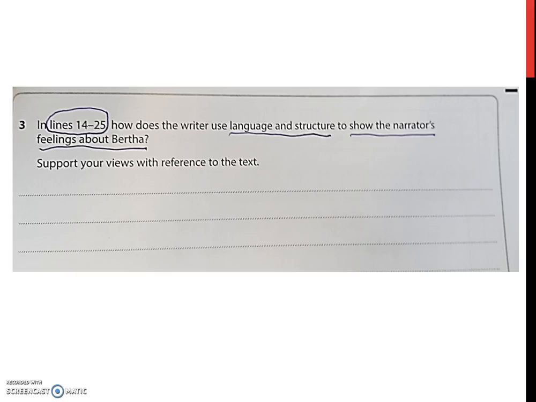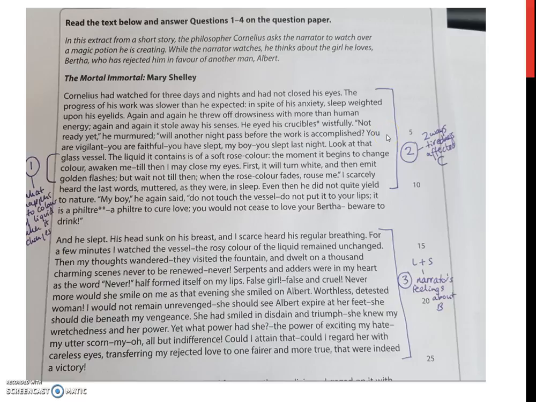We're going to do the same with question 3. Here's the question. Here are my annotations. I've circled the lines and language and structure. We know question 3 will always be about language and structure, but we're looking particularly at how the narrator's feelings about Bertha are shown. So we go back to the text. Here we've been given lines 14 to 25, so I bracketed off all of these lines. I've put number 3 because it's question 3, I've put LNS standing for language and structure, narrator's feelings about Bertha.